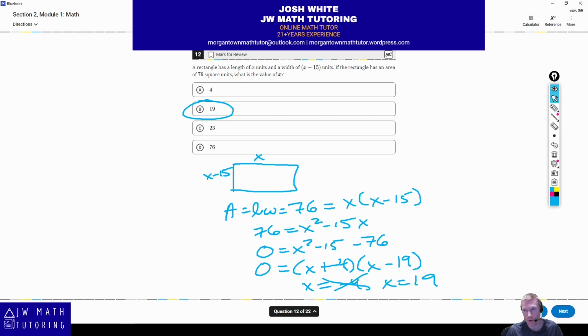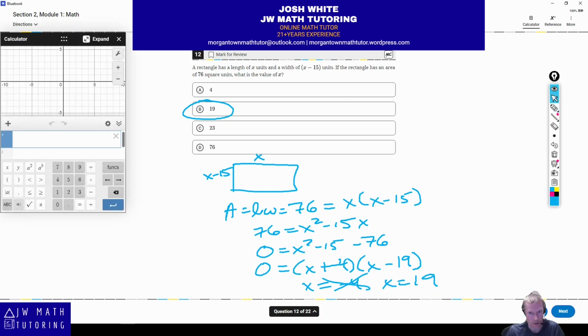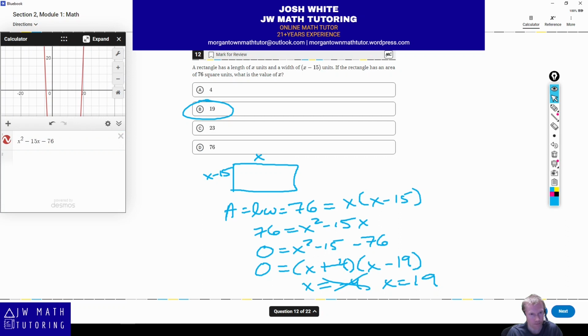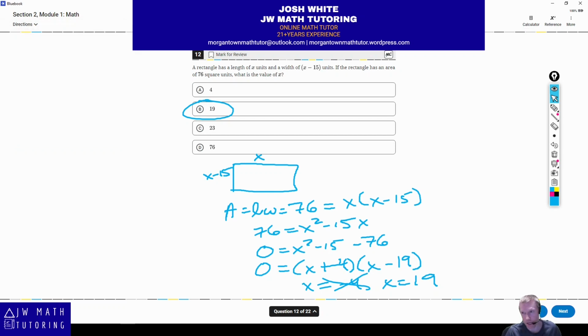Now again, the way you could use this is you could bring up the calculator and just put in x squared minus 15x minus 76, and now again you're looking for the x-intercepts. So you might have to zoom out here. Okay, here we have a negative value. That doesn't help us. We only want positive values. So right here it is, 19, 0. That means x equals 19, and that's your answer. Again, could be quicker, could be easier than factoring it. So just keep that in mind.